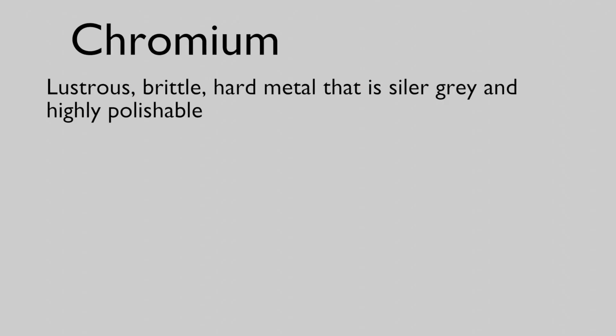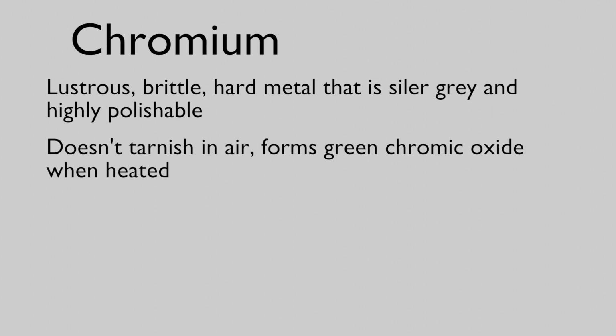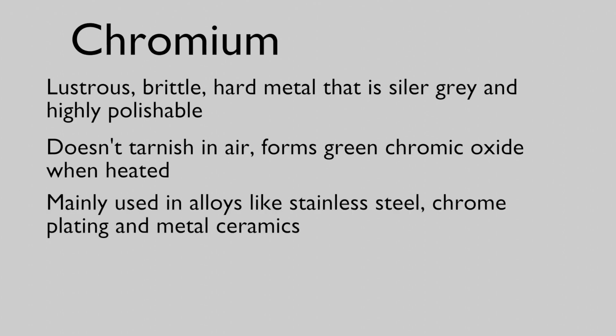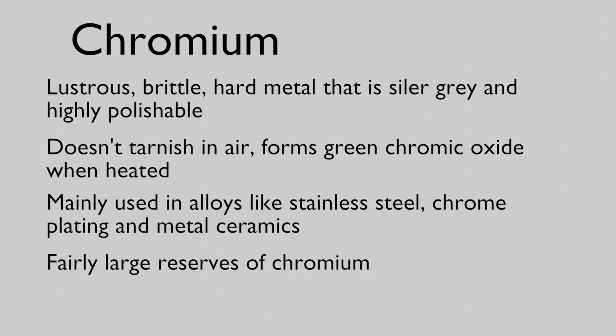Let's just talk about chromium briefly. Chromium is a lustrous, brittle, and hard metal that is silver gray and highly polishable. It doesn't tarnish in air, but it does form green chromic oxide when heated. It is mainly used in alloys like stainless steel, chrome plating, and also in metal ceramics. It's not a rare metal. There are fairly large reserves of chromium.